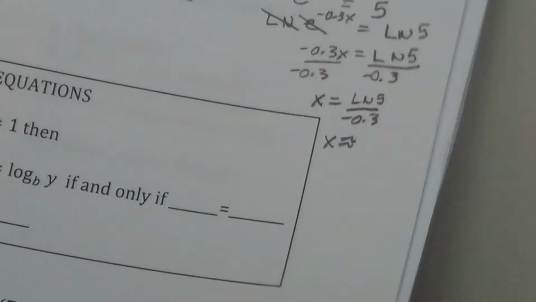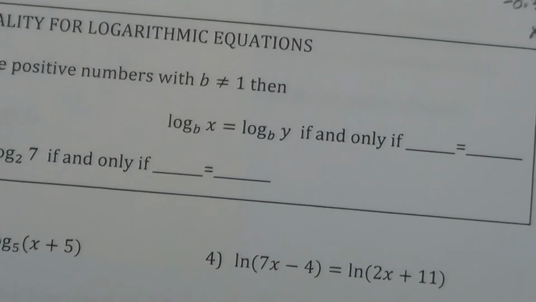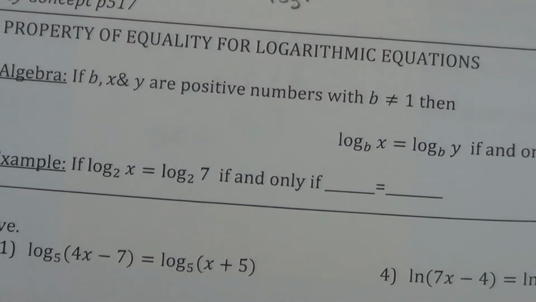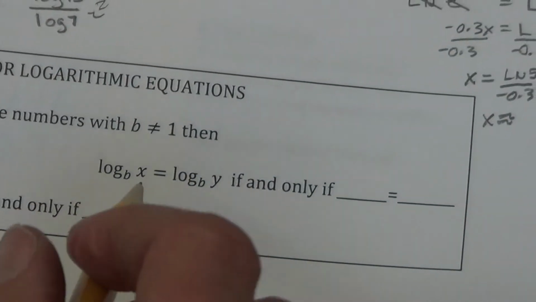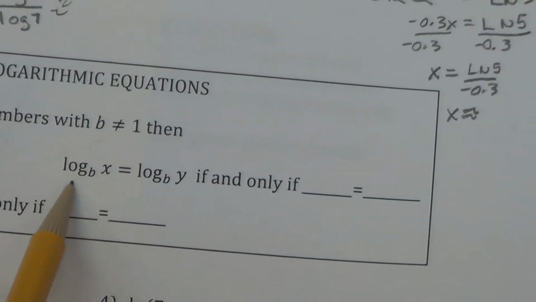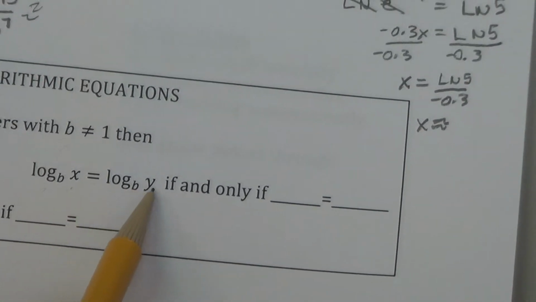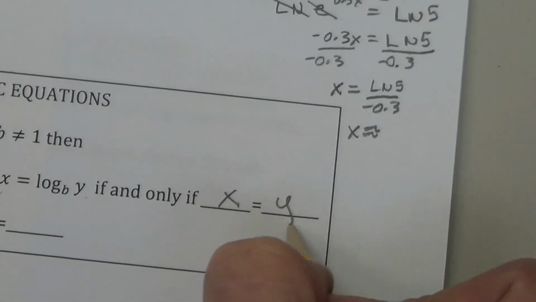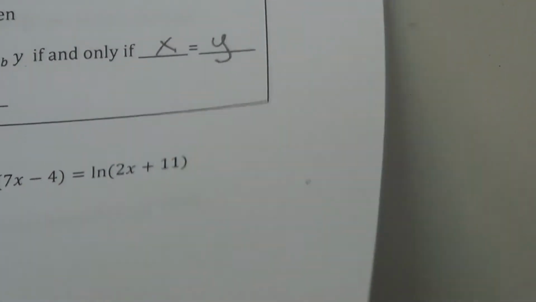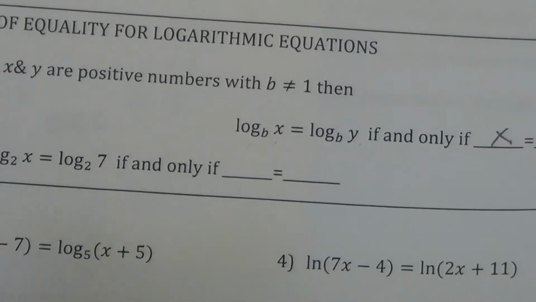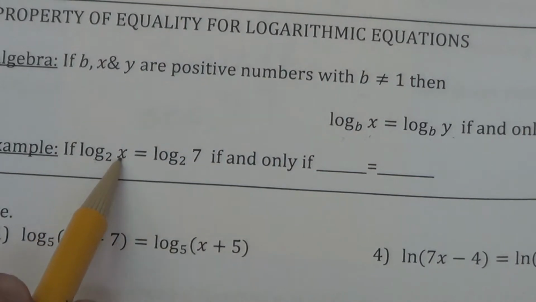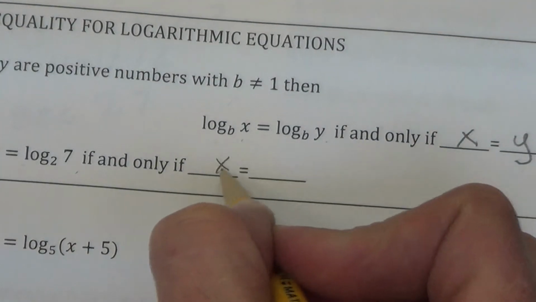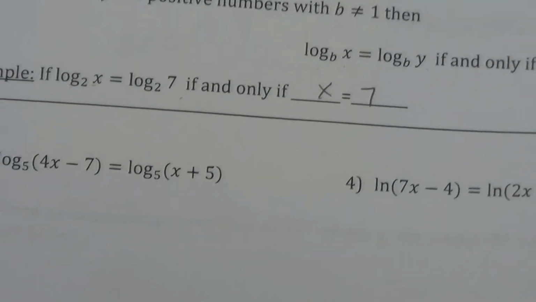Okay, next little section here, we have if b and y are positive numbers, and b is not equal to 1, then log b to the x equals log b to the y if and only if x and y are equal. Okay? So, good example here. If we have log 2 to the x equals log 2 to the 7, that's only going to be true if x is equal to 7. Okay?